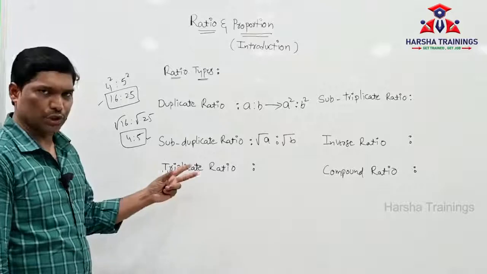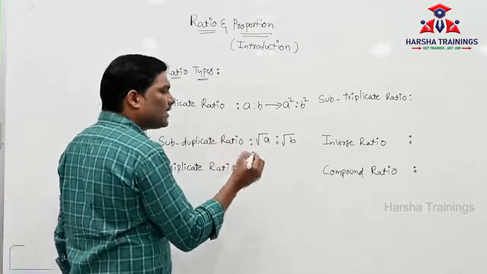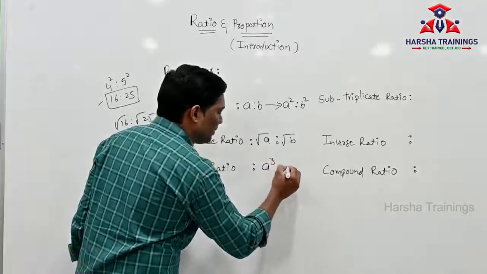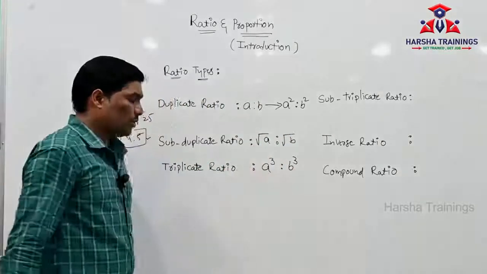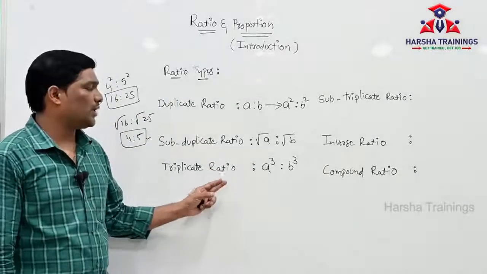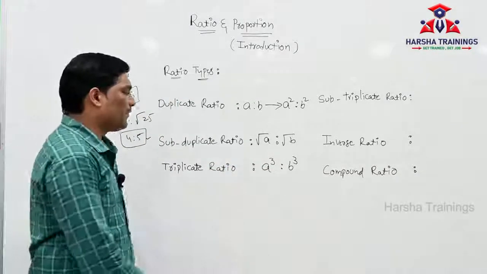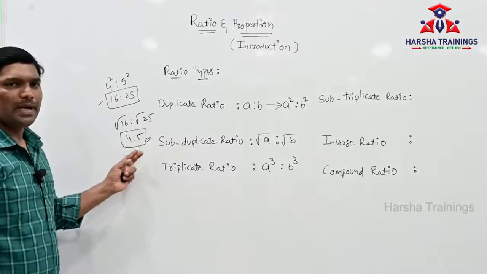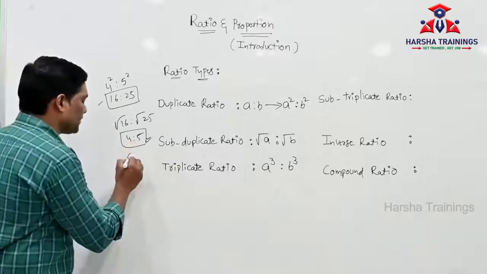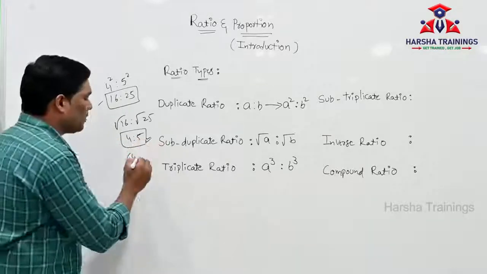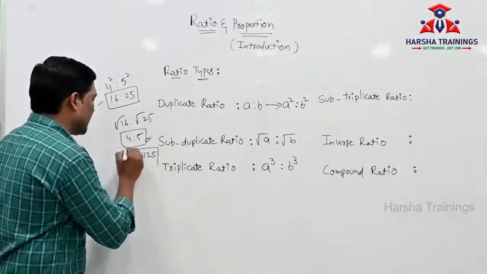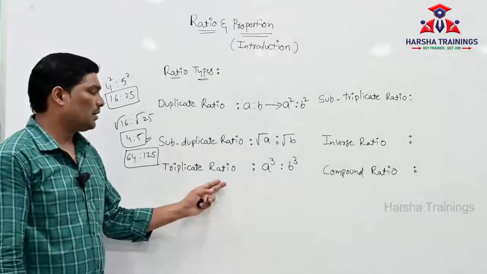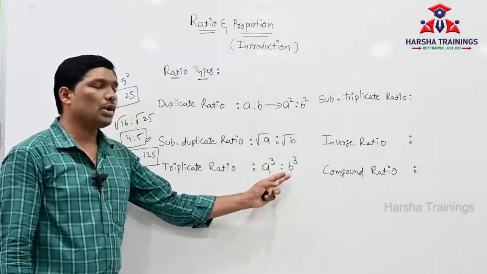So triplicate means cube. For example, A is to B, the triplicate ratio is A cube is to B cube. For example, I'm taking the same example. 4 is to 5, the triplicate ratio is 4 cube is how much? 64, and 5 cube is how much? 125. So the answer is 64 is to 125. The triplicate ratio formula is A cube is to B cube.